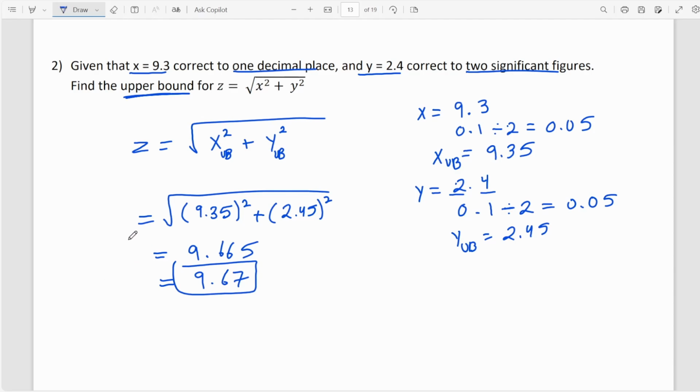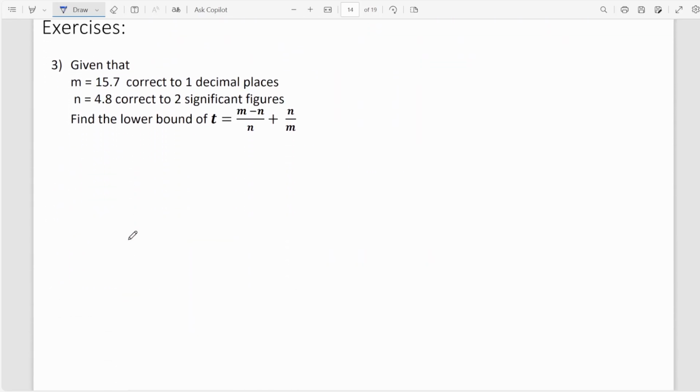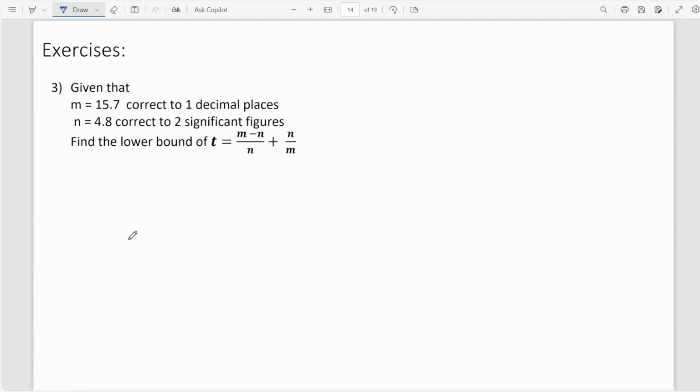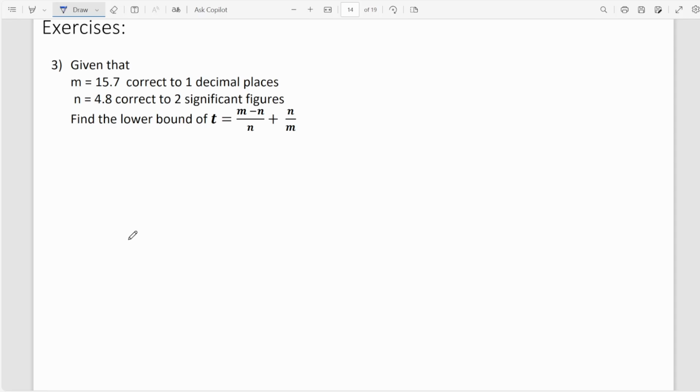Okay, moving on to the next exercise. I think this is, oh no, there are 4 exercises. Okay. So let's see. Given that m is equal to 15.7 correct to 1 decimal place, and n is equal to 4.8 correct to 2 significant figures, find the lower bound of t, where t is equal to m minus n over n plus n over m.